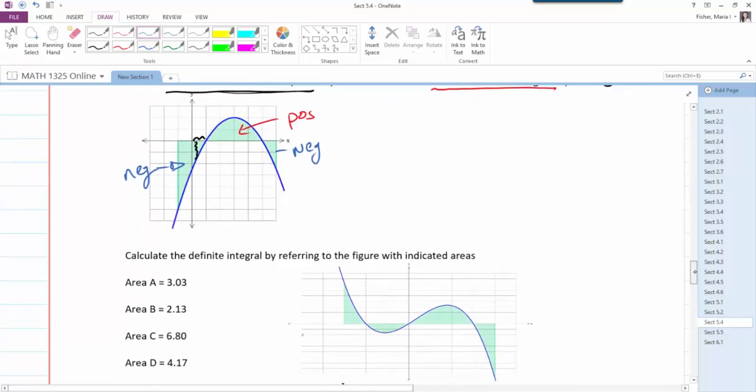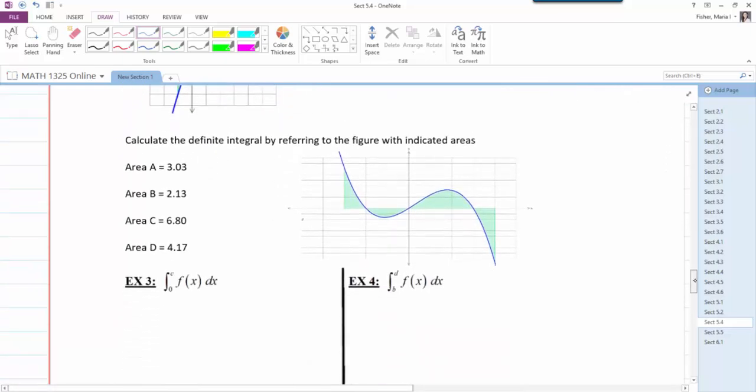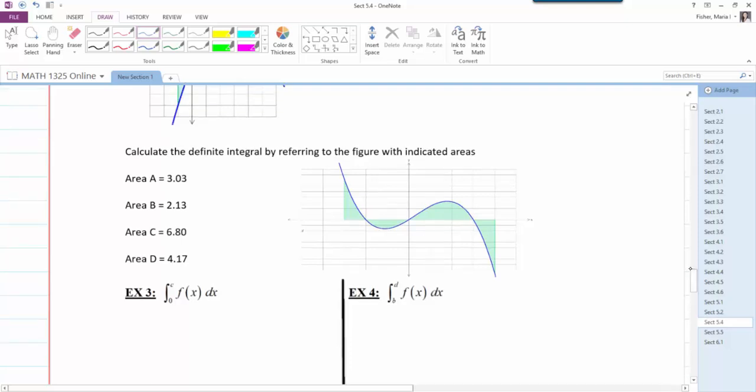So now let's take a look at the following examples. We're just going to do examples 3 and 4, go to the next page, look at a couple of the properties, and then come back and do examples 5 and 6. It says calculate the definite integral by referring to the figure with the indicated areas.